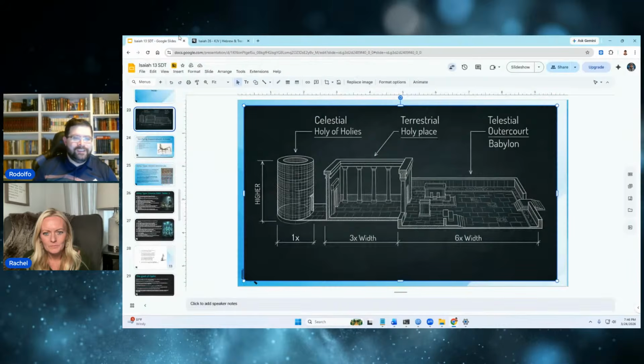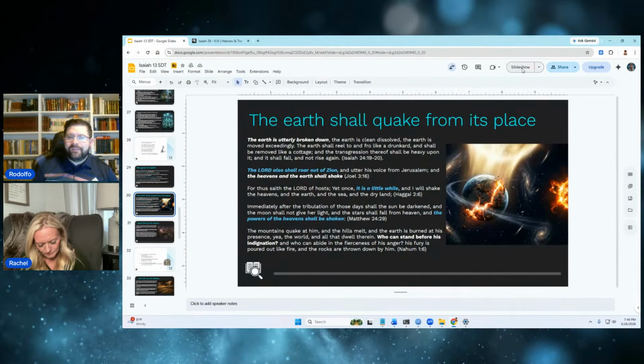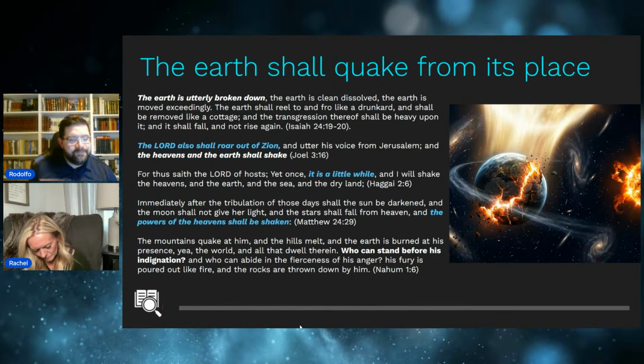So it's the same indignation that we are reading here in verse 13. So this is Matthew 24. That's the Lord speaking in the Mount of Olives. And he said, immediately after the tribulation of those days, and this is parallel with Isaiah 13, shall the sun be darkened, and the moon shall not give her light, and the stars shall fall from heaven, and the powers of the heavens shall be shaken.